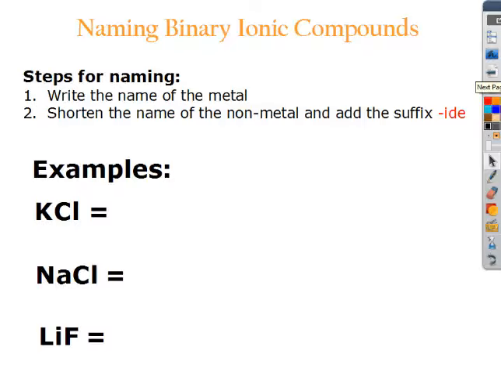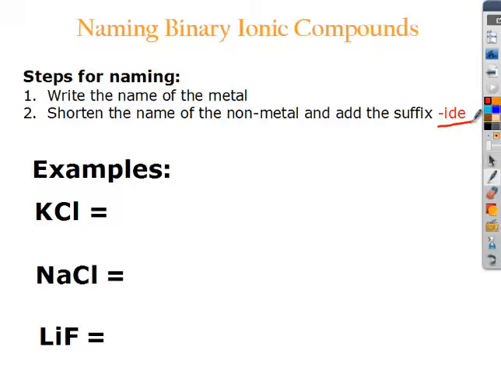Okay? So, naming binary ionic compounds. Now, steps for naming, you're going to write the name of the metal, and you're going to shorten the name of the nonmetal and add the suffix IDE. Now, we did talk about this a little bit, adding IDE to names. So this should be somewhat of a review when we're going into it. When we were talking about ions, remember I said it's chloride ions, fluoride ions, all those kind of things.